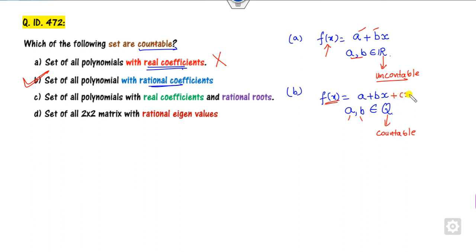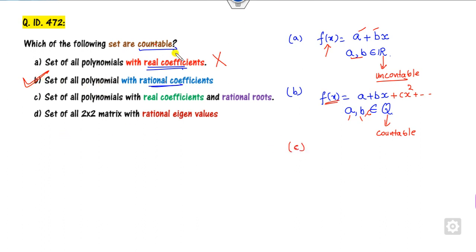Also you can say a, b, c and so on; all of them are countable, so the set of polynomials corresponding to them is also countable. Since only one option is correct, you can write option B. But how can you discard option C?